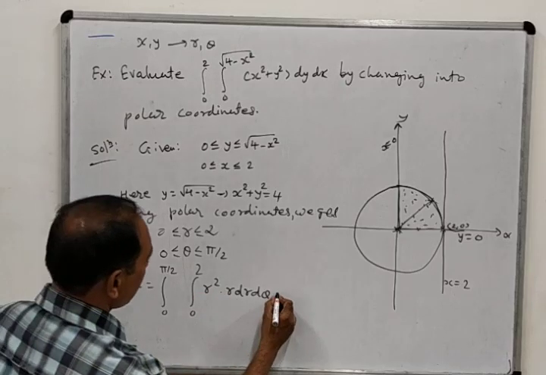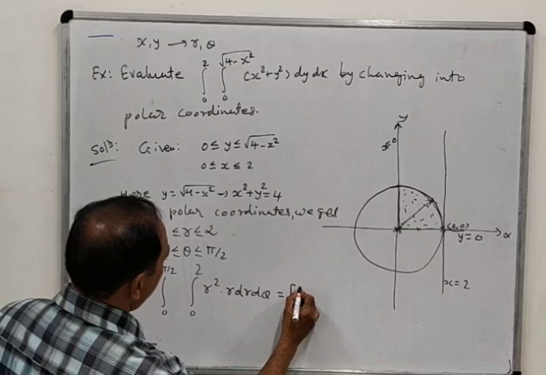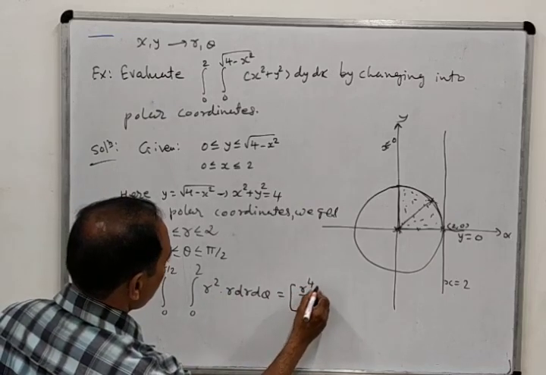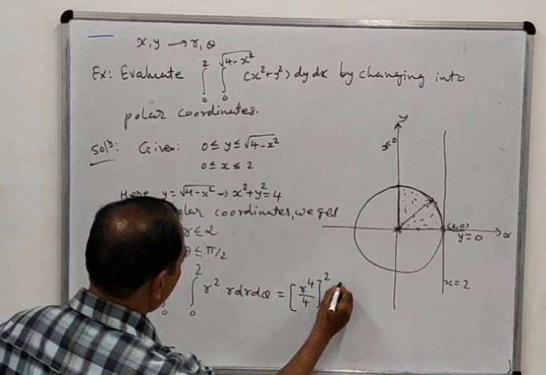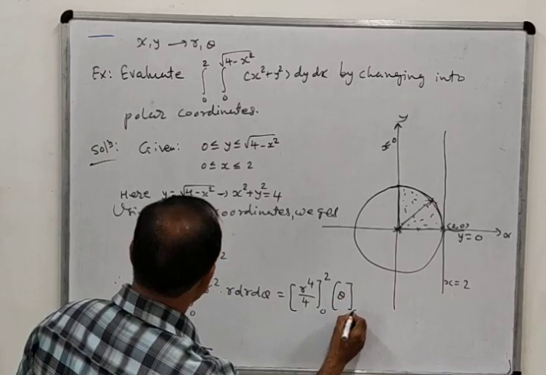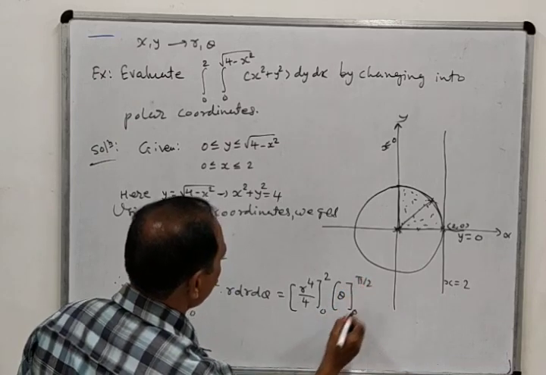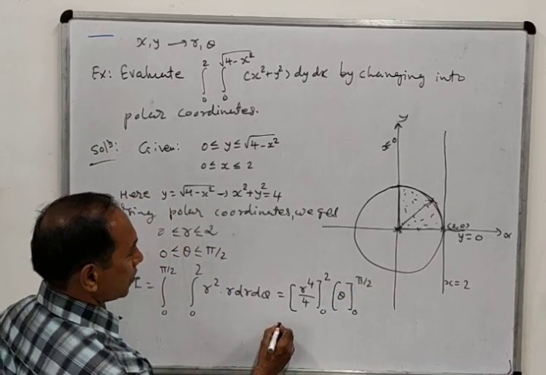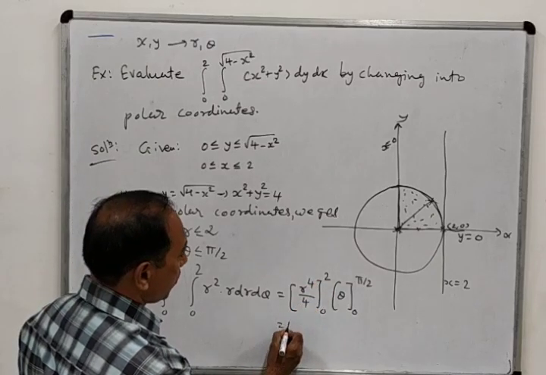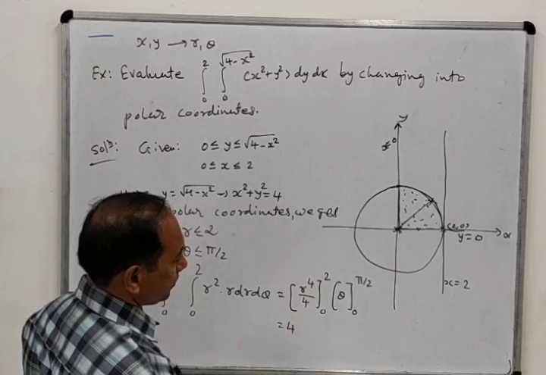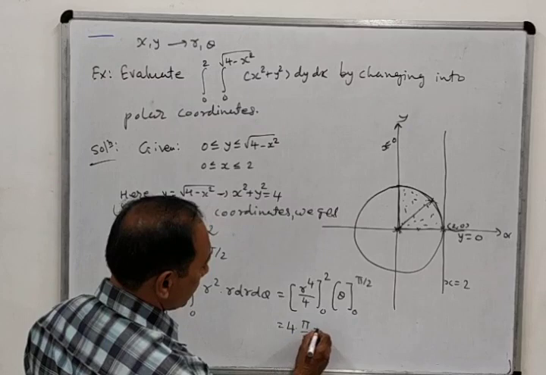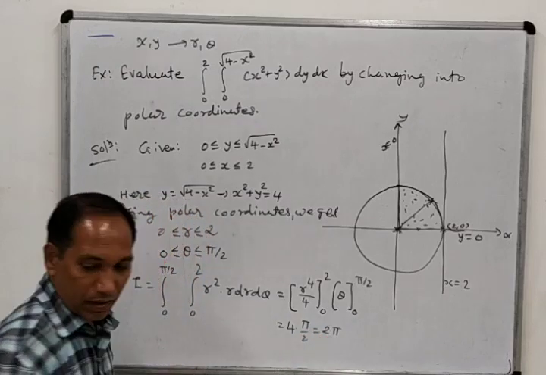So we can integrate this in a single step. That means r cube. So r cube has an integration r raised to 4 by 4, from 0 to 2, and d theta only. So it has the integration theta, from limit 0 to pi by 2. So if we put here 2 raised to 4 by 4, that is 2 square, so 4 minus 0 into pi by 2 minus 0. So this is 2 pi. So it is the answer.